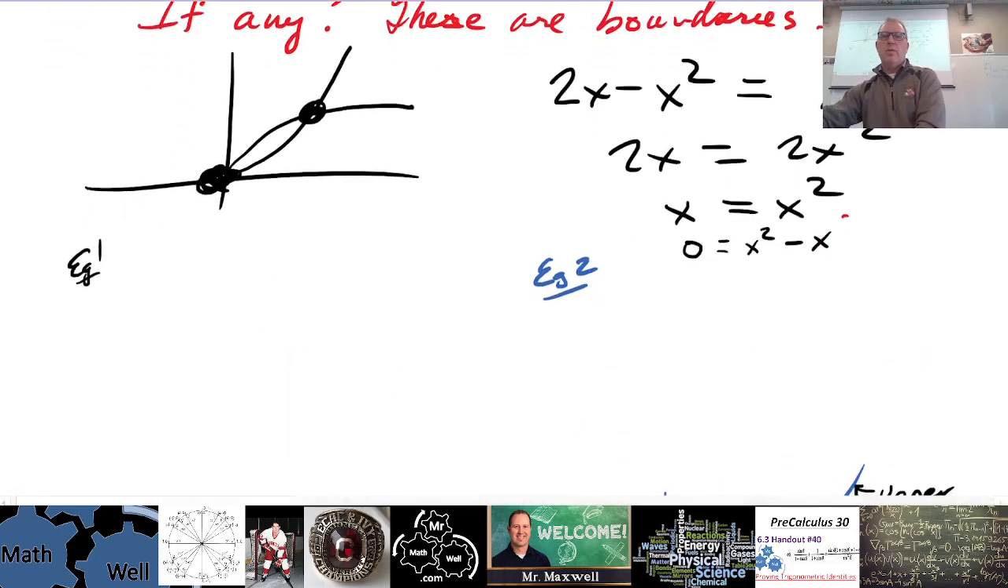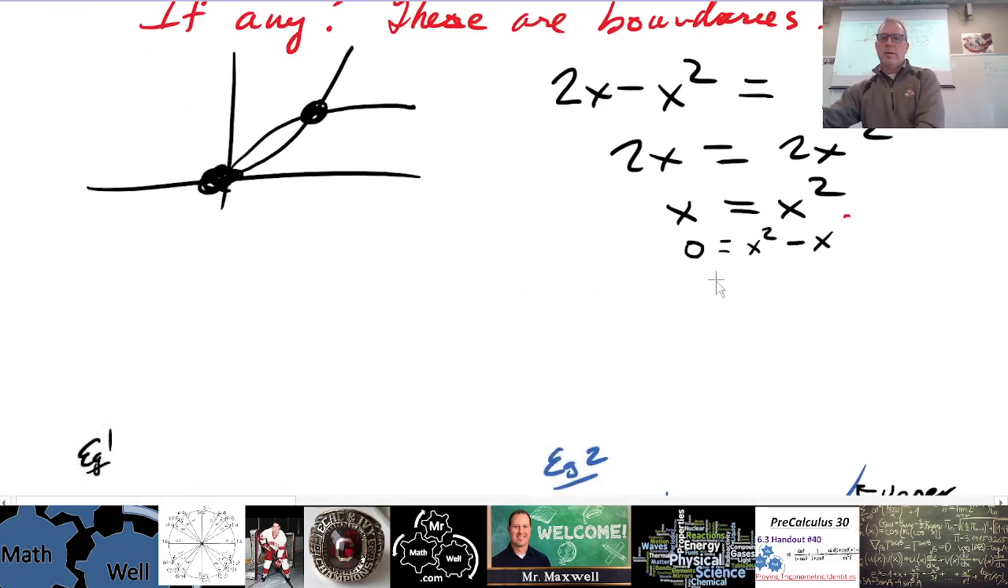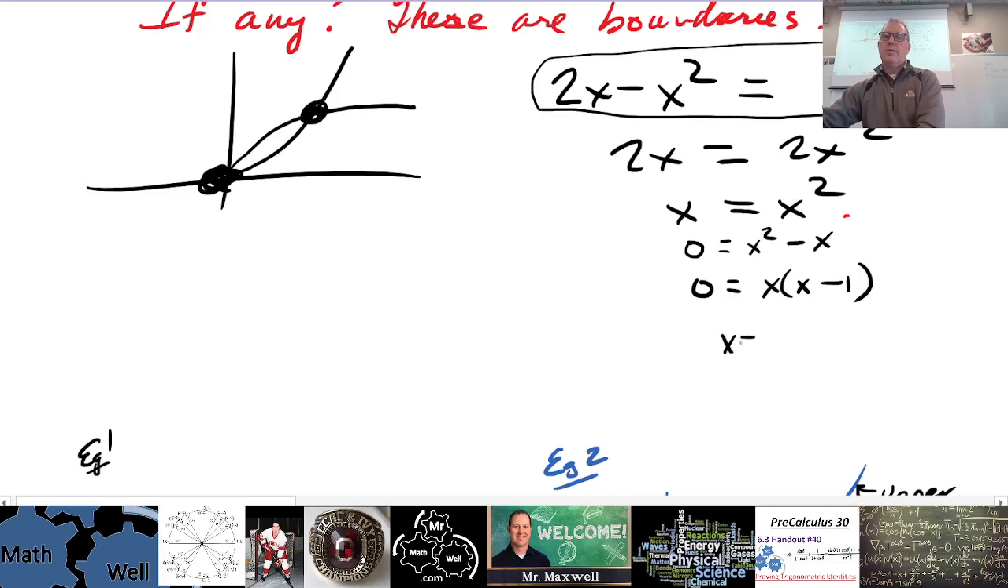If you wanted to factor it, then this would be 0 equals x times (x minus 1). And your two intersection points, or the two solutions to this, would be at x equals 0 and x equals 1. So you've got 0 and 1. Guess what? That's your a, and that's your b.